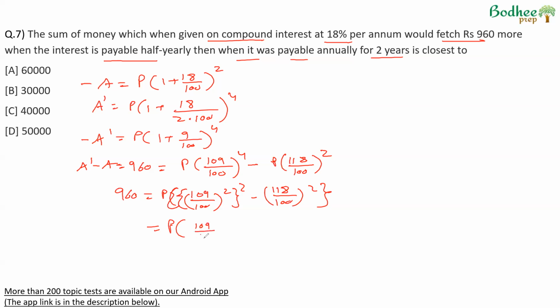109 upon 100 squared plus 118 upon 100 into 109 upon 100 squared minus 118 upon 100. This is the value.